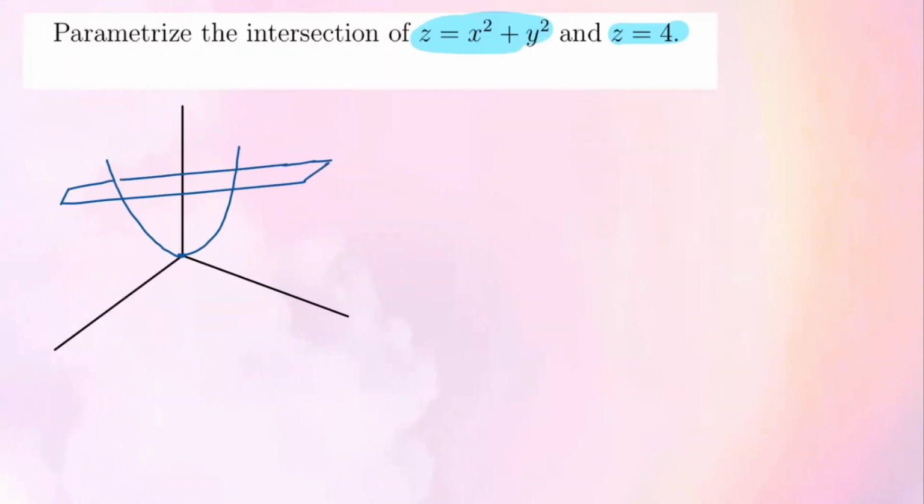As it cuts through it, the intersection is going to be this right here. That will be the intersection, which will be a circle. So we're going to parameterize this. How do we parameterize that? Well, let's figure out what the equation of the circle is. If z is equal to 4, we're going to get x squared plus y squared is equal to 4, which means this is a circle centered at the origin with radius 2.